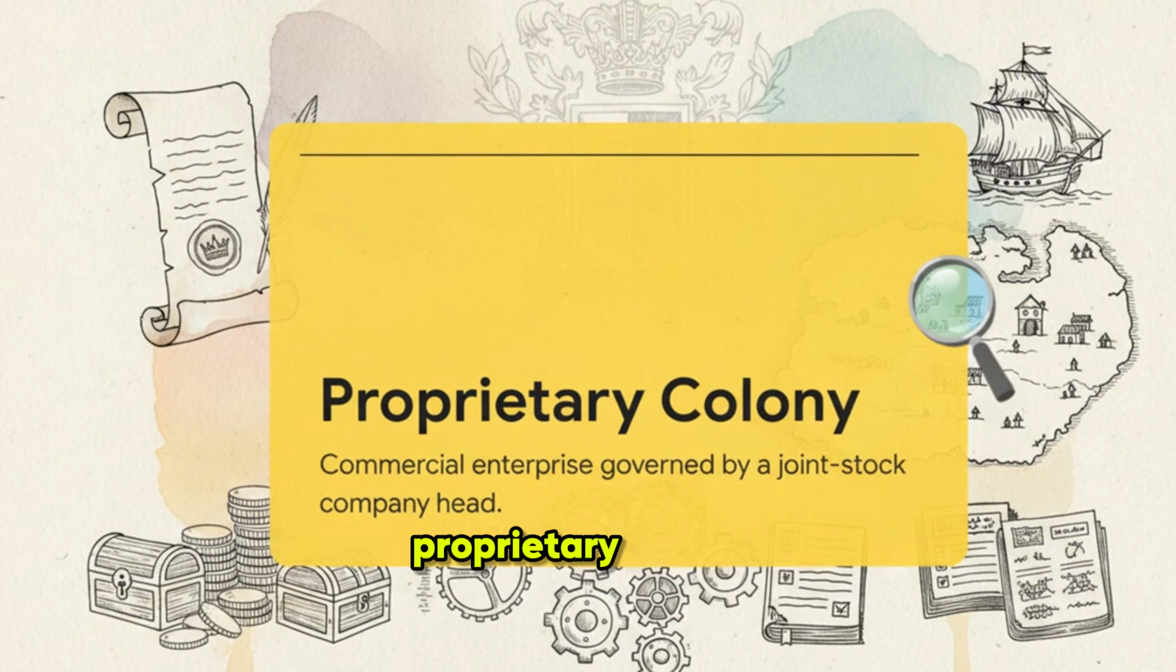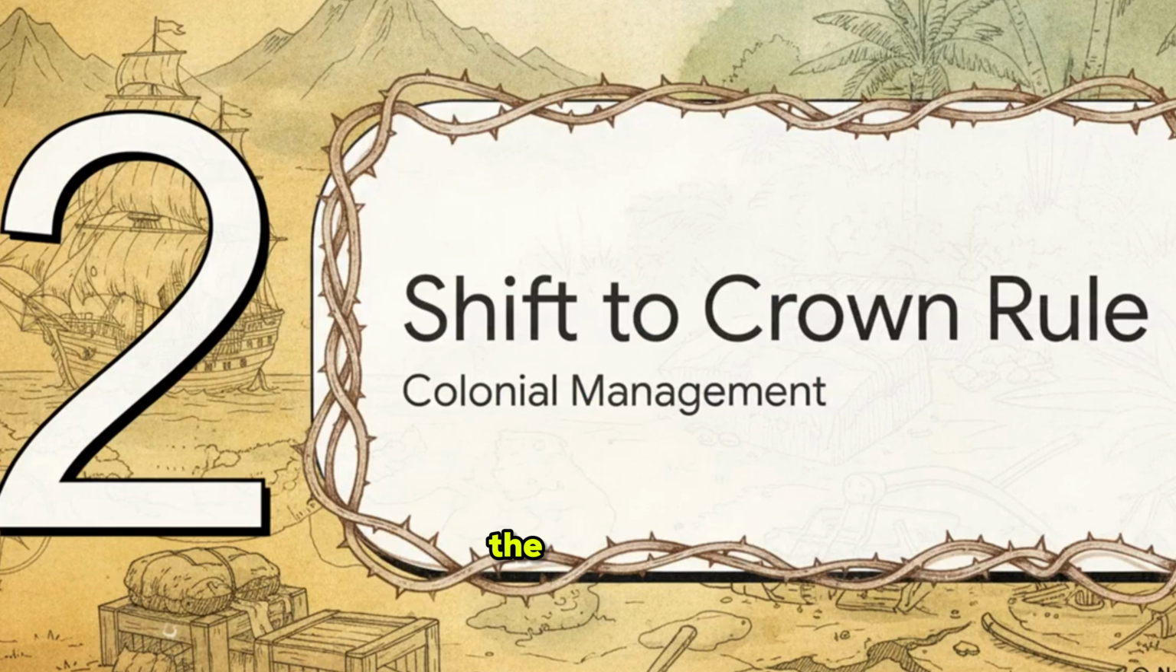And finally, proprietary colonies. You can think of these as basically privatized colonial ventures. They were commercial enterprises governed by an individual, very often the head of a joint stock company. And their primary responsibility wasn't to the king's geopolitical strategy at all. It was to their shareholders' wallets. Now, it looked like a highly profitable model on paper, but in practice, it was incredibly volatile and super difficult to control. Which brings us to section 2, the shift to crown rule, or the harsh reality of colonial management.